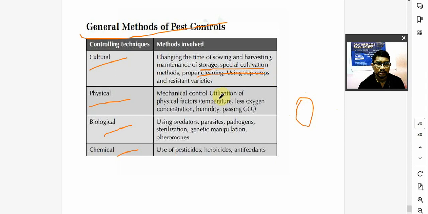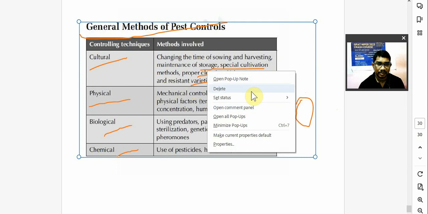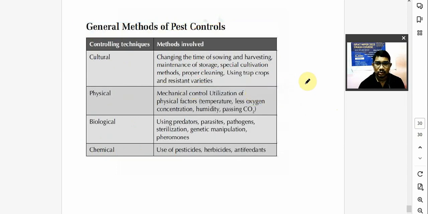In resistant variety, so use the pest resistant variety. So, known as cultural pest control. Physical pest control means mechanical control of pest, utilization of physical factors like temperature, less oxygen concentration, humidity, passing the carbon dioxide.